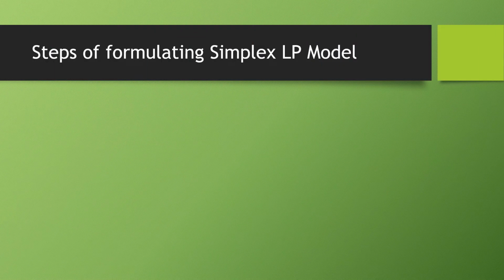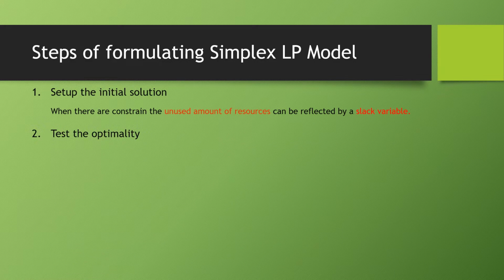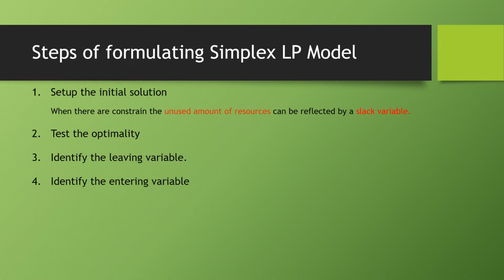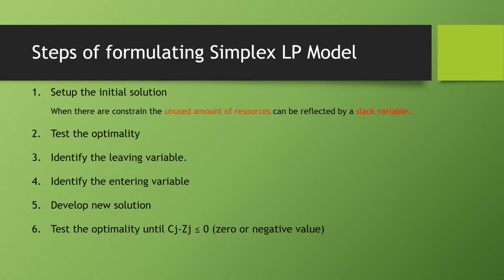Now let's see what are the steps of formulating the simplex model. The first one is set up the initial solution. The second one is test the optimality. Third one, we are going to identify the entering variable and then we are going to identify the leaving variable as well. The fifth one is we are going to develop the new solution and we are going to test the optimality under Cj minus Zj less than or equal to 0. Then finally, we are going to do the interpretation for the solution.